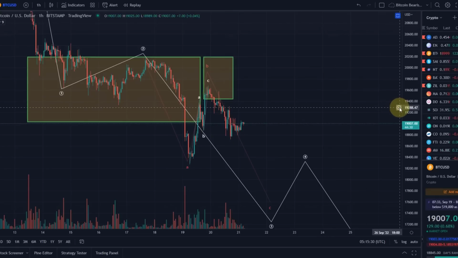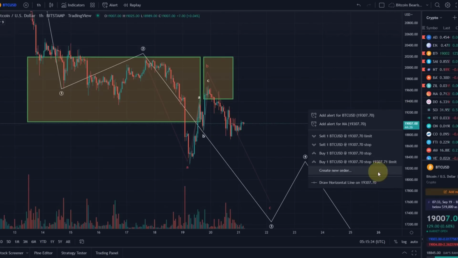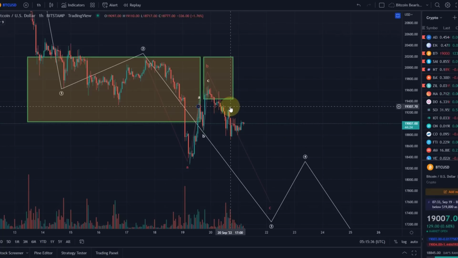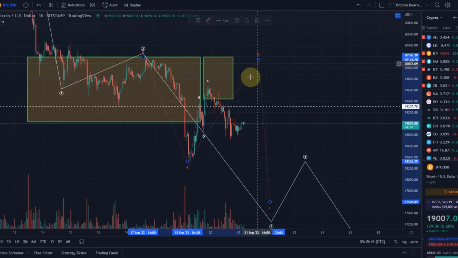So already, if we go above 19,300, this level here, this spike, it will be an indication that the move down is broken and that we will probably go up first before we come down, in basically an extended wave B, A, B, C.